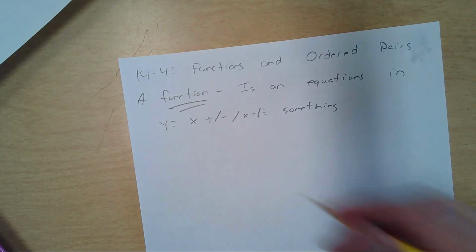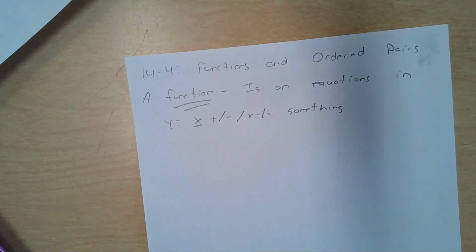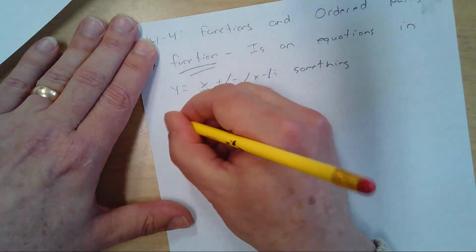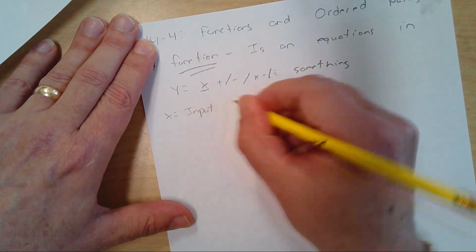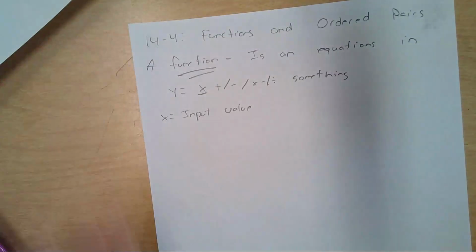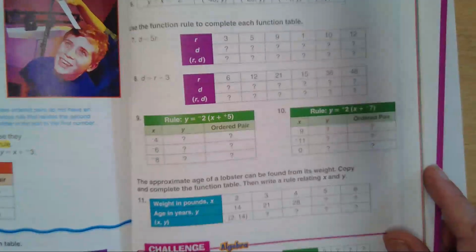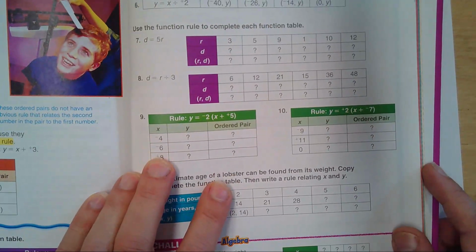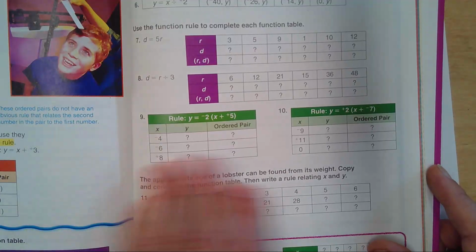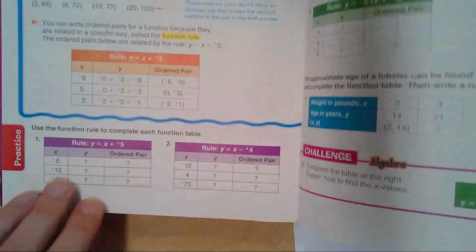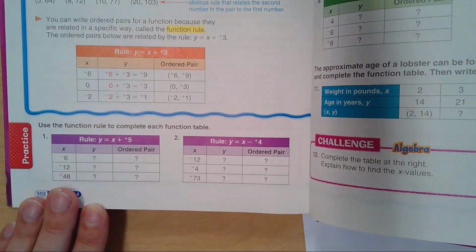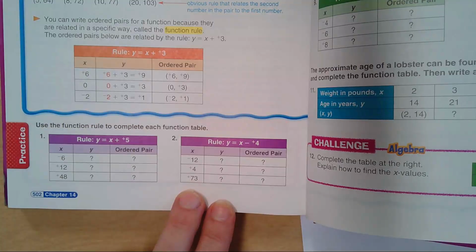And x is considered your input value. X, input value. And what that means is you have control. You have control over what your x value is. You can set that yourself. For at least 6th grade here, they will define what x is going to be for you. You can see if you look at these different rules here, the x value is already decided. If x is this, what is y, so to say.